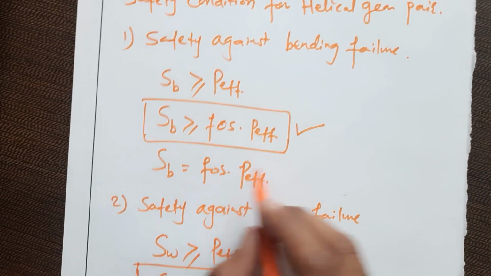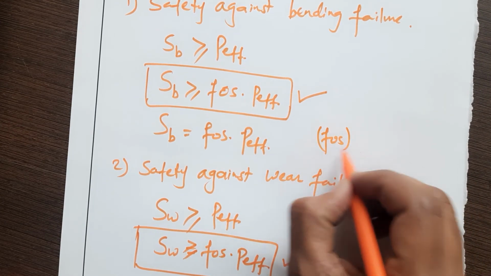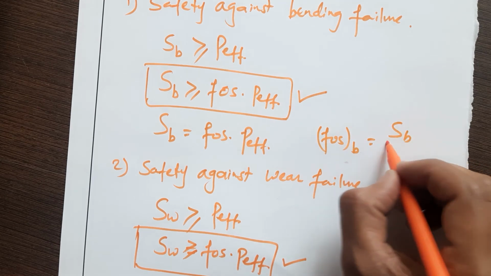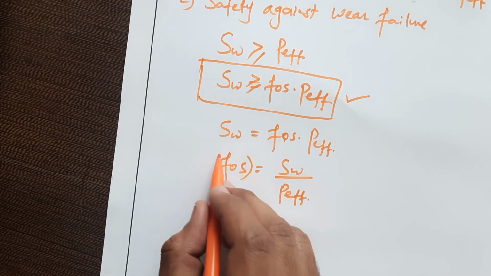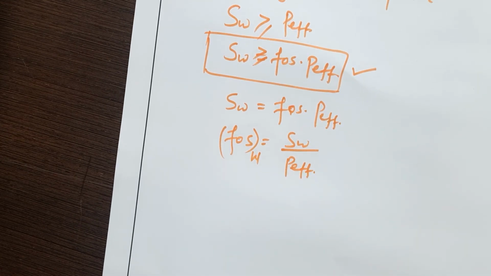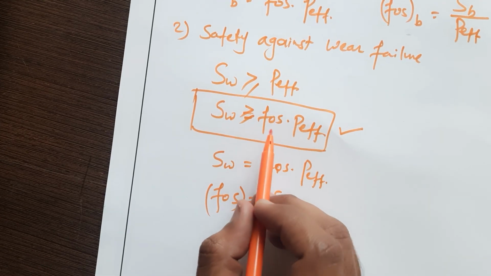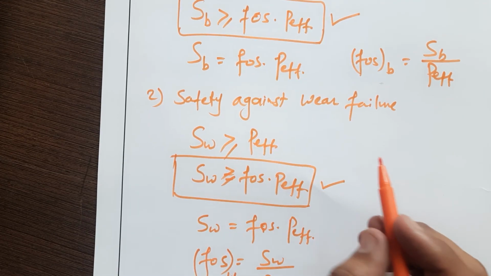And similarly, if you want to calculate factor of safety against bending, it is SB divided by P effective, and against wear, factor of safety against wear is SW divided by P effective. So in this way you can calculate factor of safety, as well as you have to satisfy this condition. Unless and until you satisfy the conditions, your gear pair will not be safe.